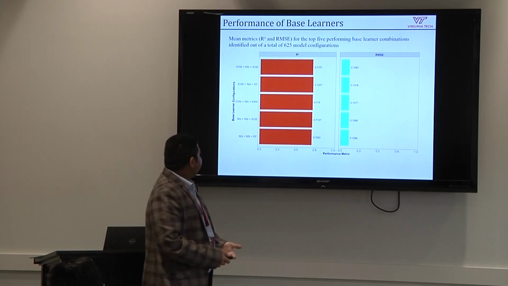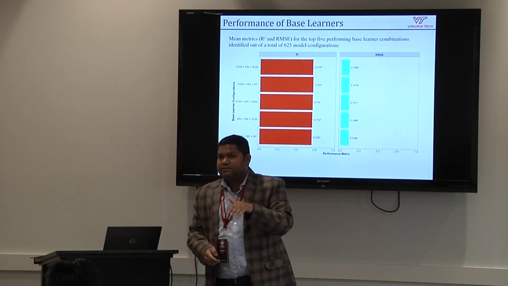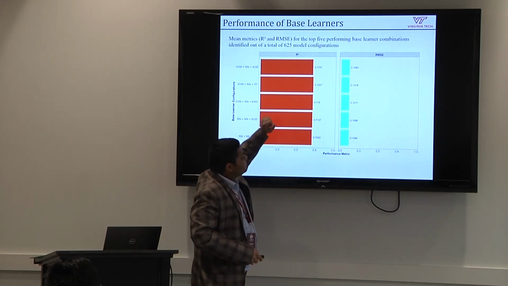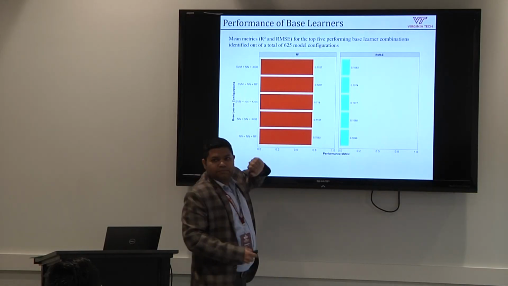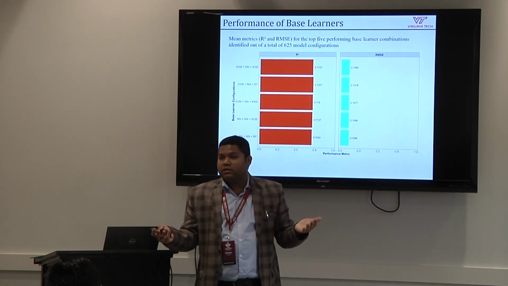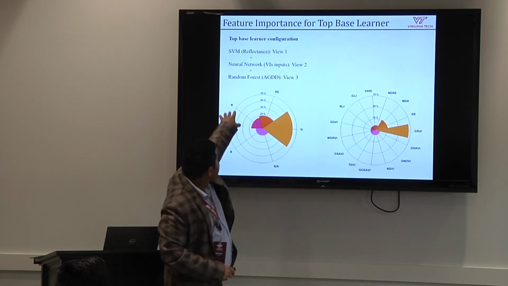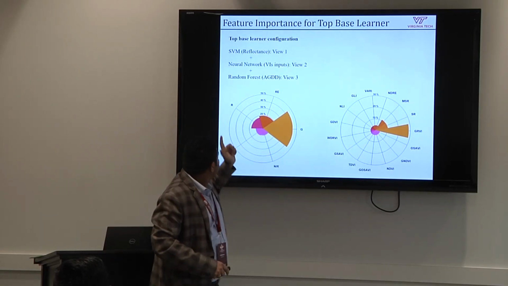So, this says that the SVM is the best performing base learner with reflectance values as inputs. Neural network is the best for vegetation indices as input, and random forest is the best performing base learner model for growing degree days as the input. And it's also listed here: SVM for reflectance, neural network for VIs, and random forest for growing degree days.